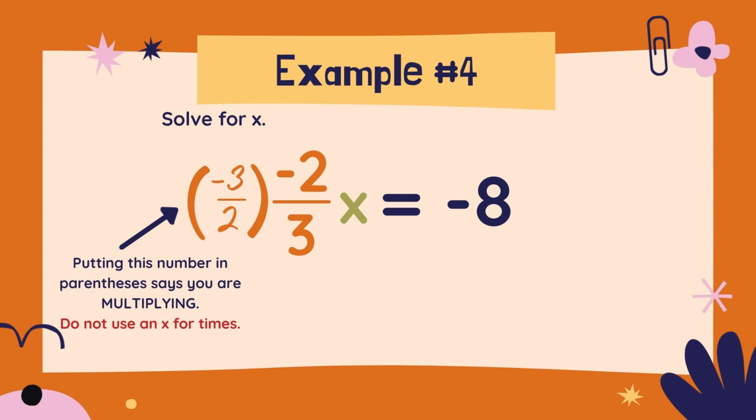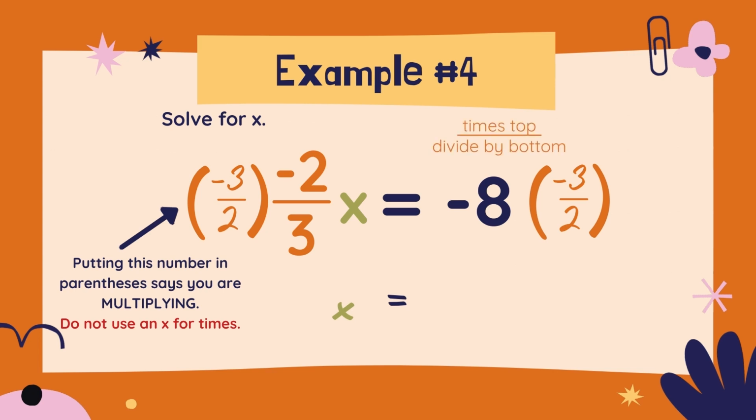Think about multiplying straight across. That would give us positive 6/6, which is just 1. That's the whole reason that we're multiplying this by the reciprocal of 2/3. Then we also have to multiply the right side of the equation by negative 3/2 as well. On the left side, remember, we just have 1x, which we will write as x.